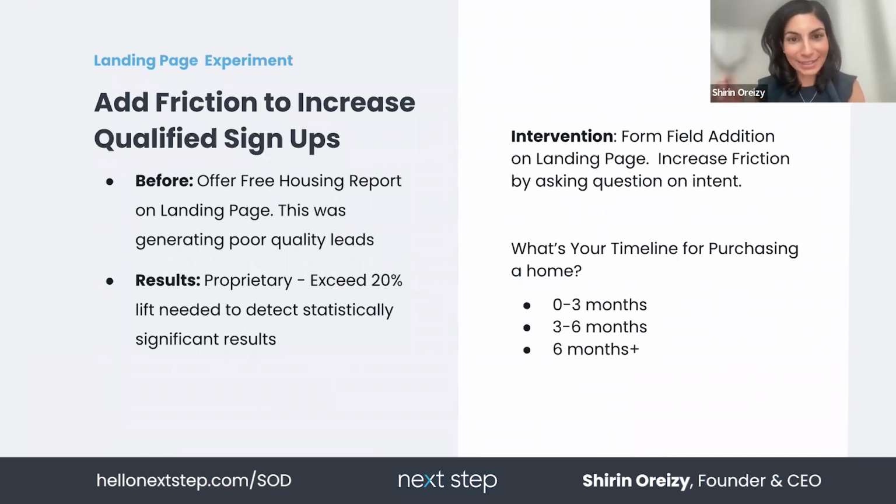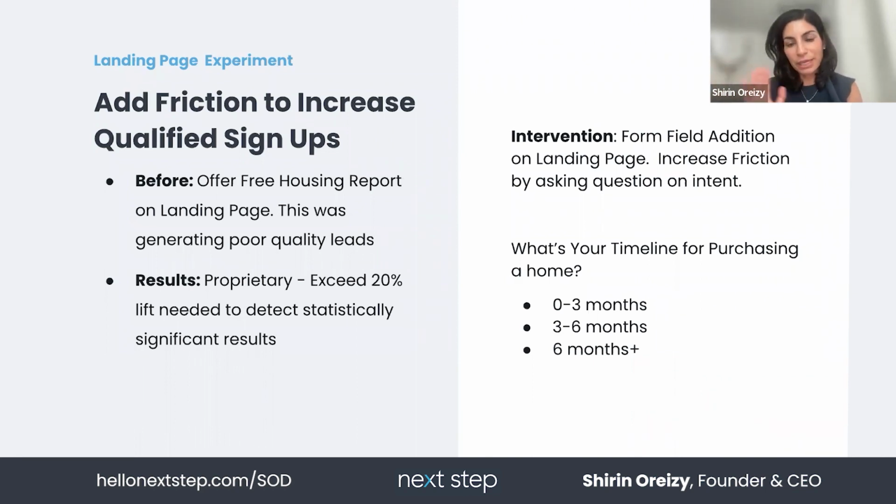We simply added an additional question on their landing page and basically added a little bit more friction for the user, asking them, what's your timeline for purchasing a home? And the nice thing about this is that depending on what the user would choose, we knew their urgency and how qualified they were likely to be.